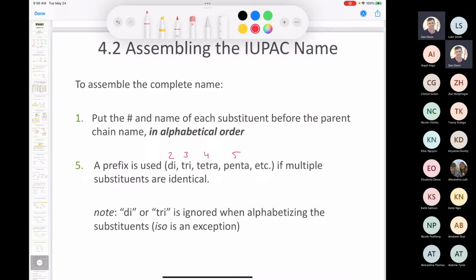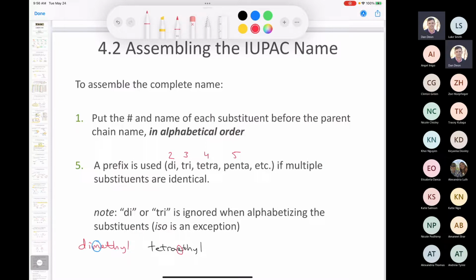And you ignore those prefixes. So let's say you have dimethyl. You ignore the prefix di, and you would alphabetize according to the letter M. Let's say you had, I don't know, tetraethyl. You had 4 ethyl groups. You would alphabetize according to the letter E.